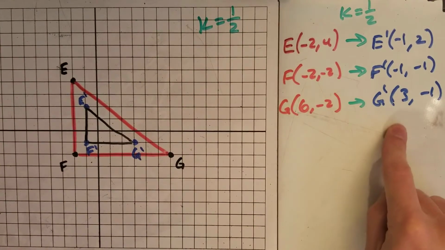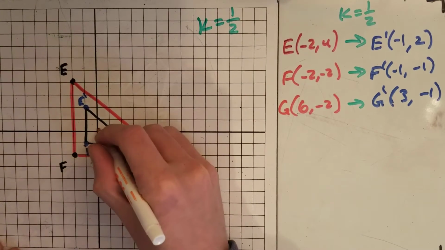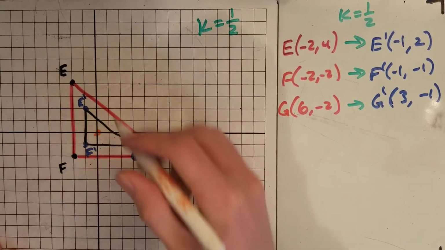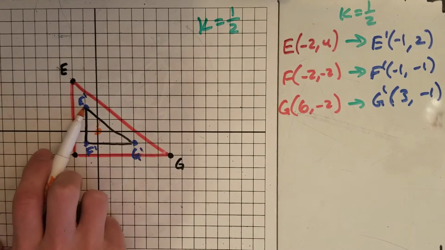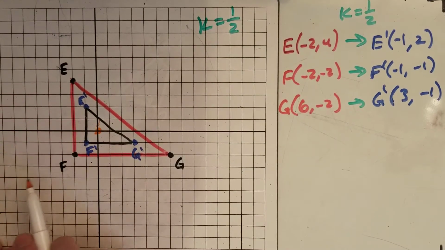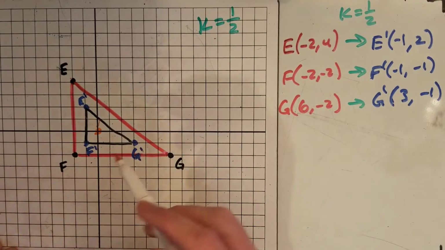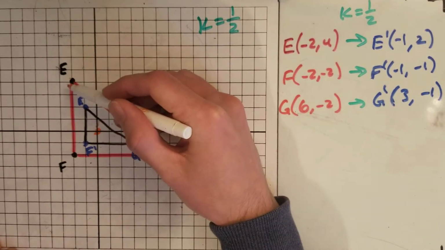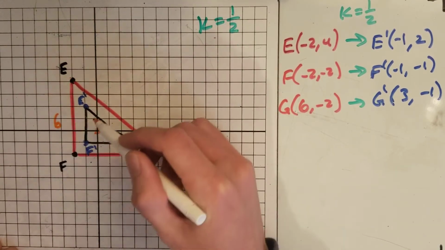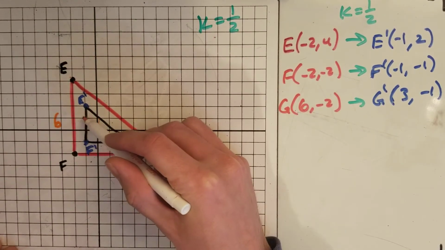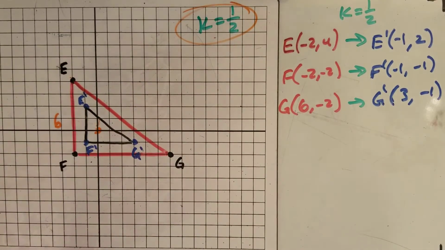So all the coordinates are cut in half. Everything is going to be half the distance away from the origin. So if you look at E and its distance to the origin, E prime is actually the halfway point there because the scale factor was 1/2. And if you were to count the sides, the distance from E to F is 1, 2, 3, 4, 5, 6. So the distance from E prime to F prime should be 1, 2, 3 because it should be half again, that scale factor, K equals 1/2.